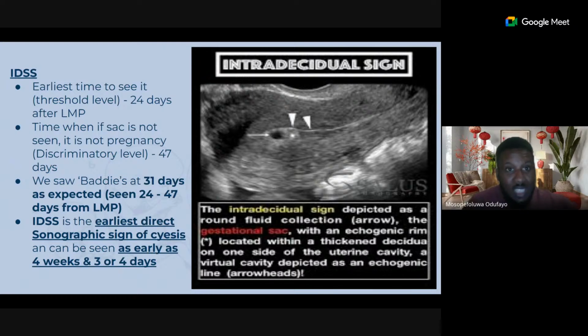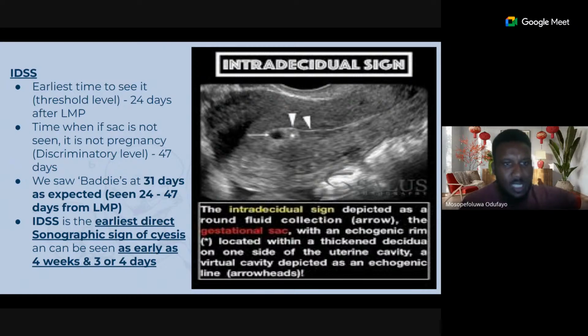And we have seen that even though it's not for all people, at least in some people, on the 24th day after their last menstrual period, we can find an intradecidual sac sign already present. So even on the 24th day. Now, this patient is on the 31st day, so therefore the fact that we saw an intradecidual sac sign in our case, hypothetically, is true. Is that okay?